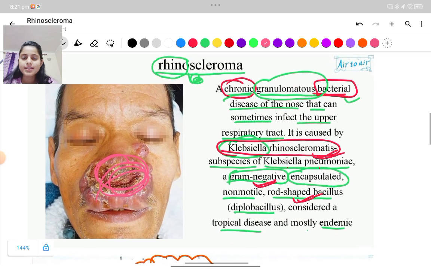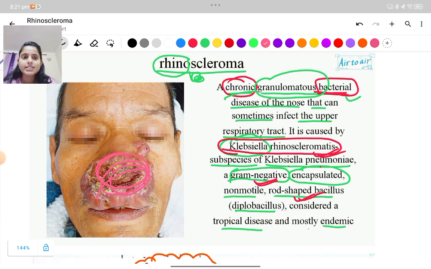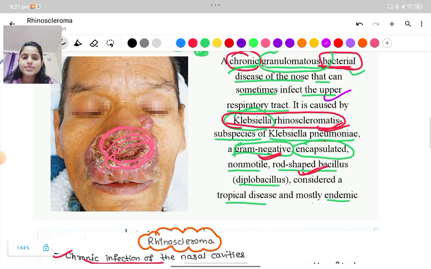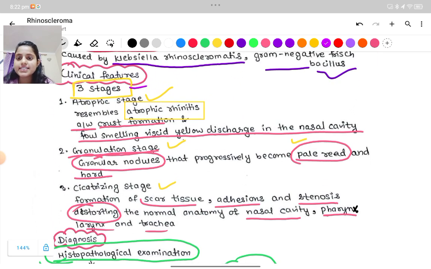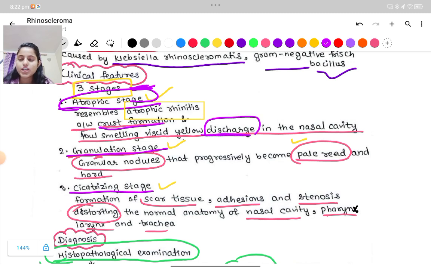So rhinoscleroma is a chronic granulomatous bacterial disease of the nose that sometimes affects the upper respiratory tract. It is caused by Klebsiella rhinoscleromatosis, a subspecies of Klebsiella pneumoniae, which is a gram-negative, non-motile, encapsulated, rod-shaped diplobacillus, considered a tropical disease and mostly endemic. On clinical features, it has 3 stages: the atrophic stage, granulation stage, and cicatrizing stage. In the atrophic stage, there is crust formation and a foul-smelling viscid yellow discharge.